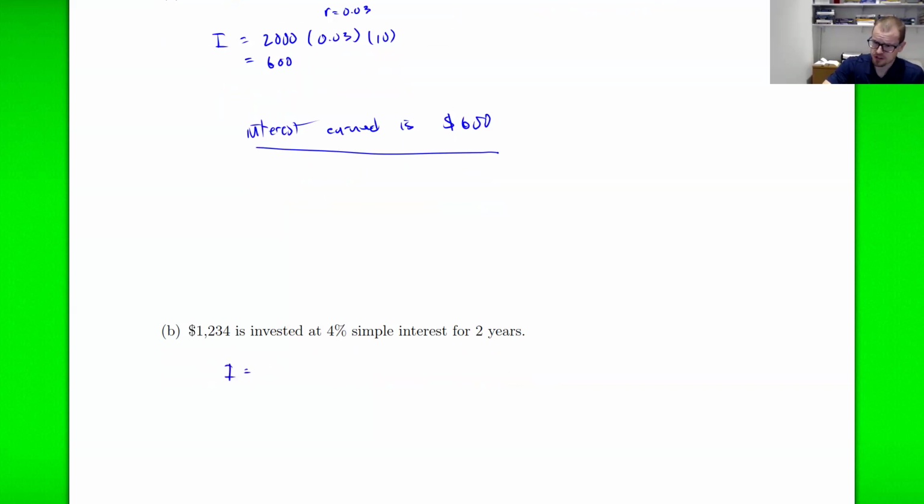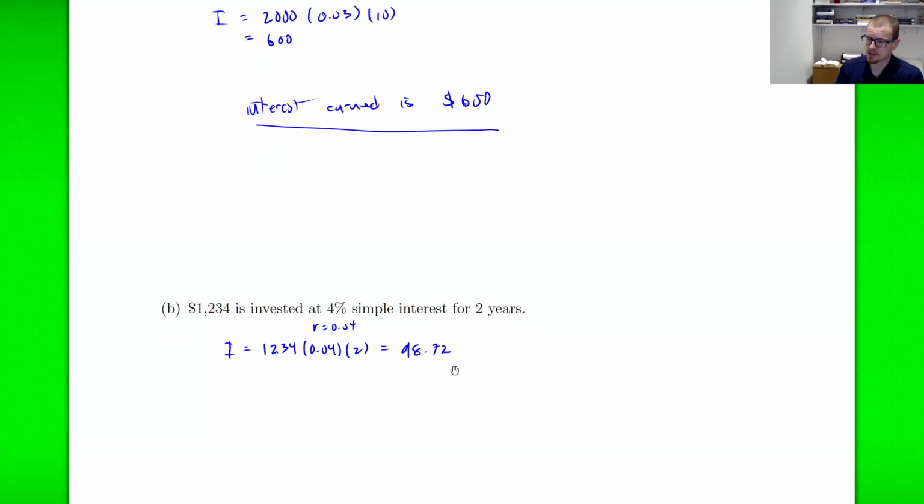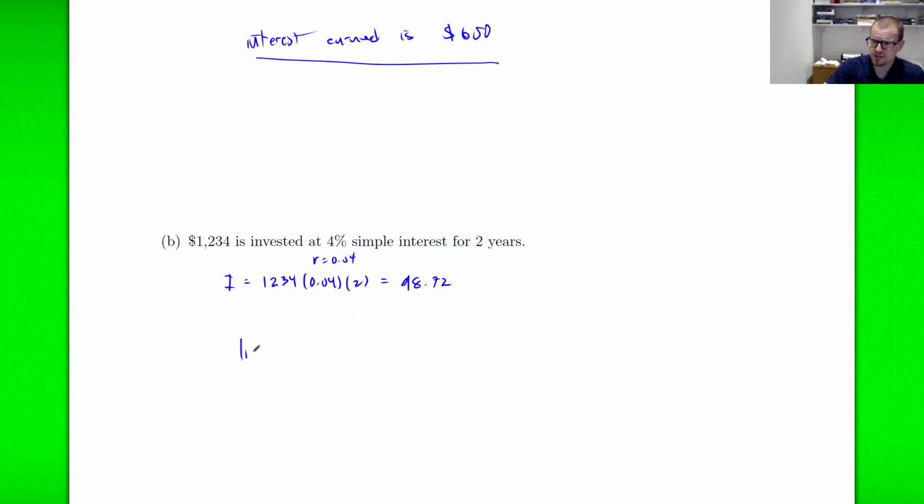So the interest earned is going to be the $1,234 invested at 4%. So again, we want to recognize that this 4%, percent as a decimal, is 0.04, and then multiply that by the 2 years that the money is invested. That gives us $98.72. No rounding has occurred there. That is precisely what we find. So the interest earned is $98.72.